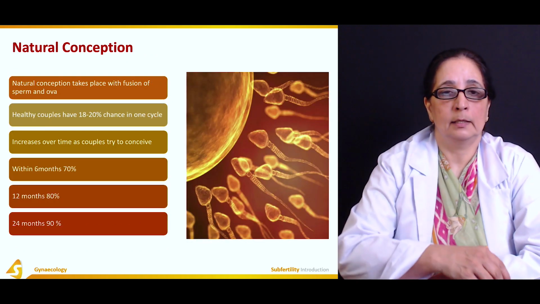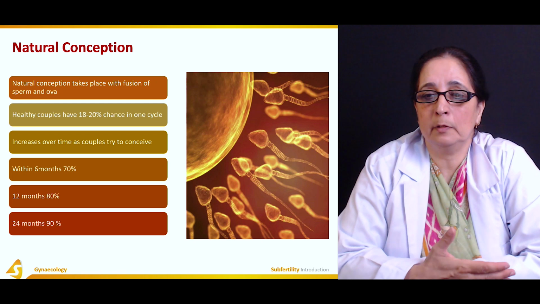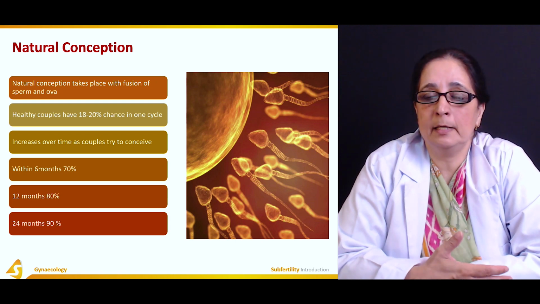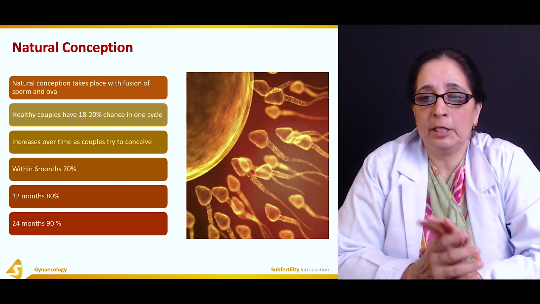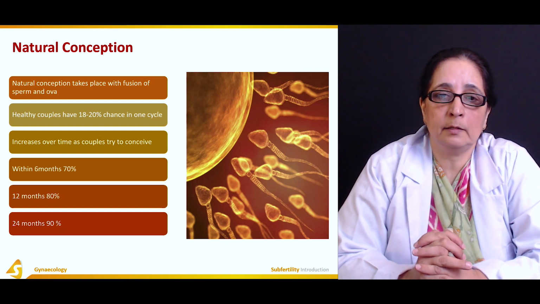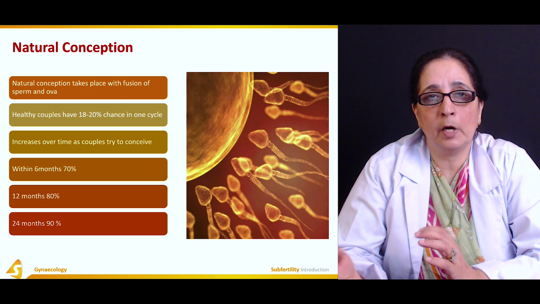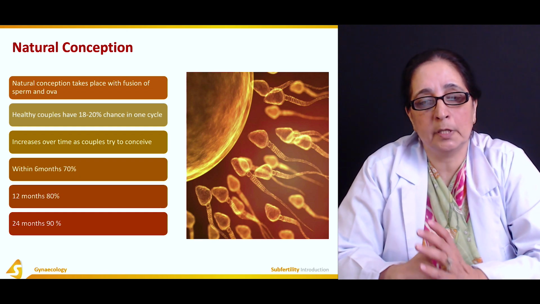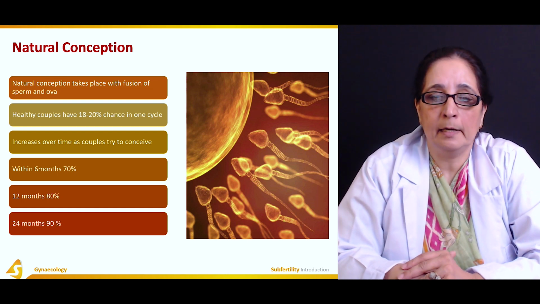In this slide, we will talk about natural conception. What is natural conception? When sperm and ova fuse together after intercourse, that's natural conception, and fertilization takes place. Healthy couples have an 18 to 20% chance of conceiving in one cycle, and this percentage keeps on increasing with time. As they try more and more, the incidence keeps on increasing. Within 6 months, it's about 70%. Within 12 months, it's 80%, and within 24 months, it's 90%.